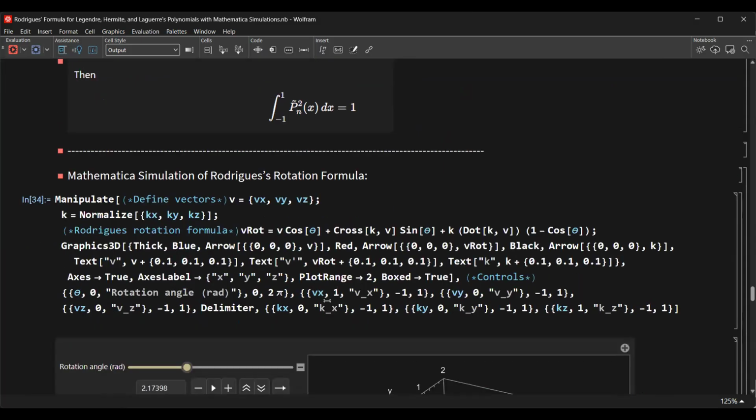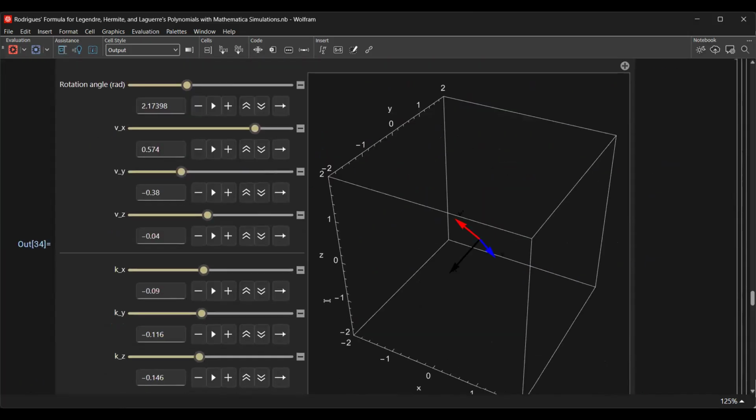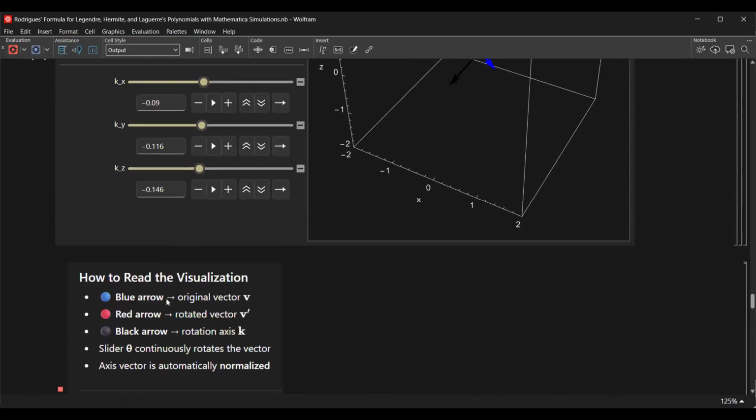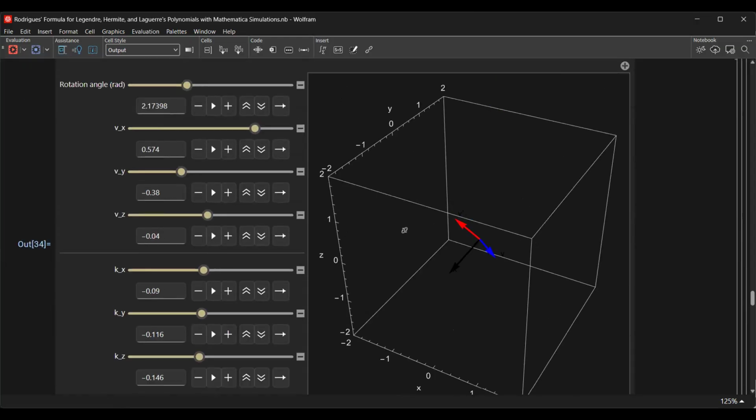Then the Mathematica simulation of the Rodrigues rotation formula. We have to first remember that the blue arrow here is the original vector. We have the red arrow here, the rotated vector, and the black arrow here is the rotation axis k. The slider theta here continuously rotates the vector. The axis vector here is automatically normalized. So for example, here we have this color, this is the axis of rotation. Then we have the given vector v, and this is the rotated vector.